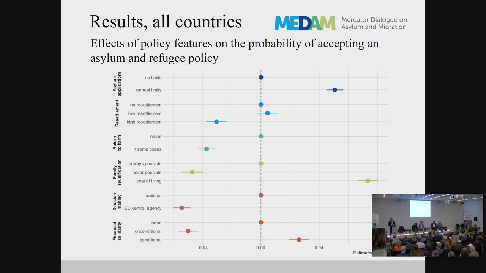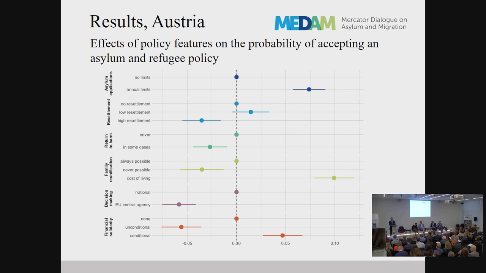Now, these results are for all countries, and they're surprisingly and remarkably similar across individual countries. We often hear in public debates that Europeans are hopelessly divided on asylum and refugee issues. Now we find, not exactly the total opposite, but many similarities in the broad pattern of public preferences. So this is Austria, where I'm from. The Austrian pattern looks exactly the same as the average across the eight countries that we looked at. Sweden also looks exactly the same. France looks very, very similar.